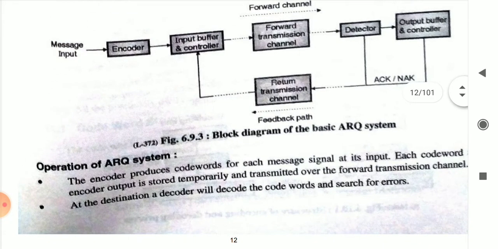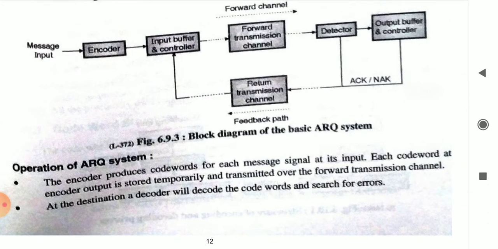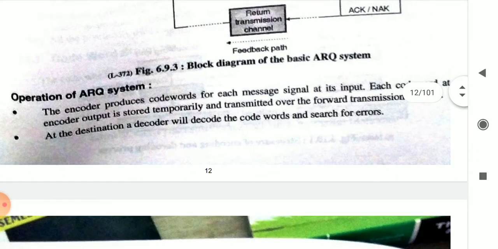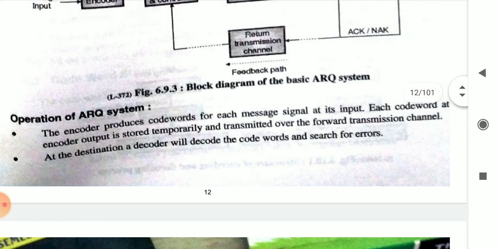Now the operations of the ARQ system. The encoder produces a code word for each message signal at its input. Each code word at the encoder output is stored temporarily and transmitted over the forward transmission channel. At the destination, a decoder will decode the code words and search for errors.